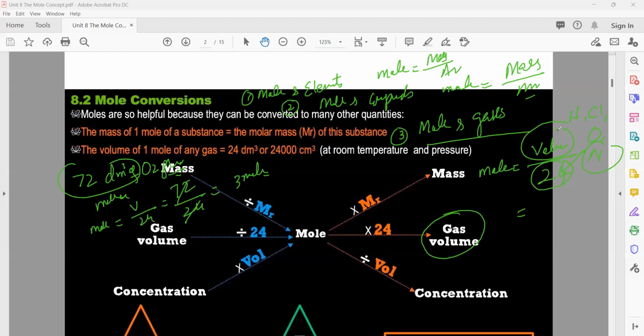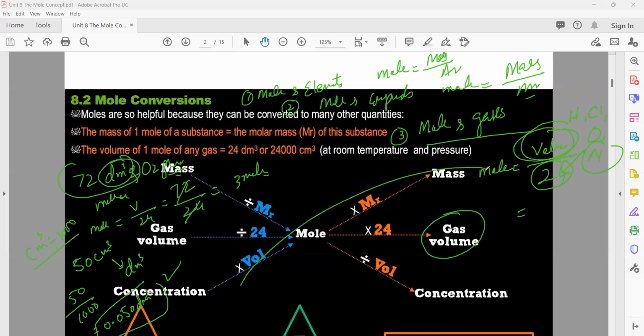But make sure the volume which is given here should be in cubic decimeter. If it is in cubic centimeter, just divide it by 1000, so it will convert into cubic decimeter. For example, if they give you a gas whose volume is 50 cubic centimeter, but what we need is cubic decimeter. How will you convert? 50 divided by 1000. So the answer will be 0.050. Now it has become cubic decimeter. Then you will use it in the formula.